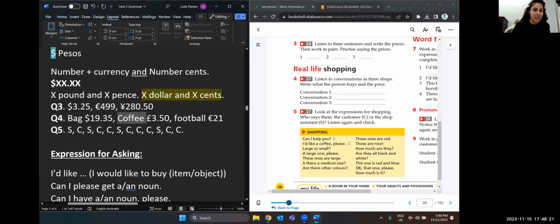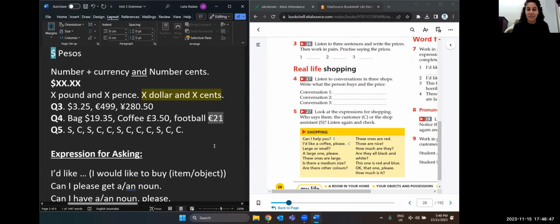£3.50. So the English one, that's how you'd pronounce the English one. £3.50. And conversation 3, the football. How much does it cost? 21 euros.